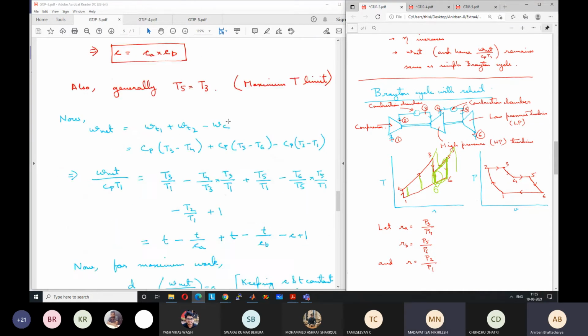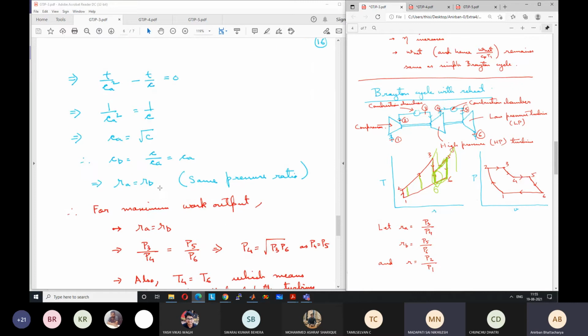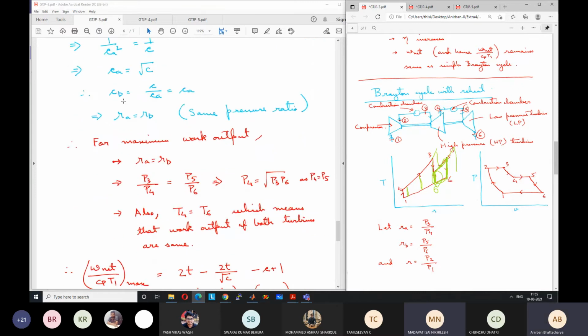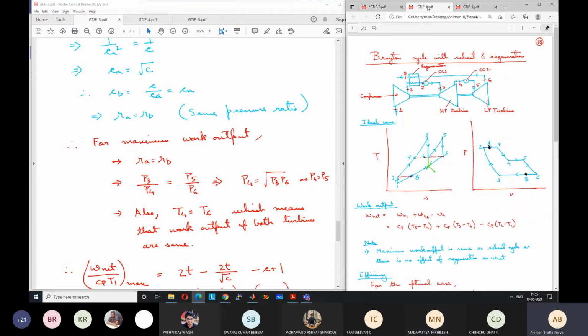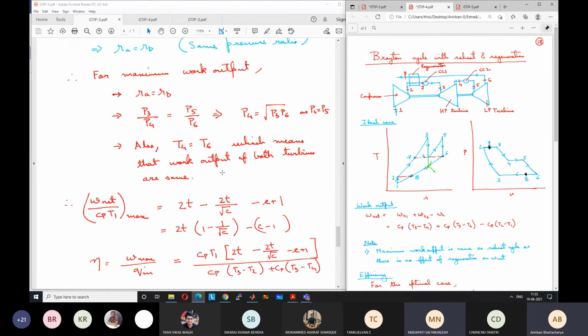So if you put CA square equal to C, you will find that CA is equal to CB. Ultimately, what it means is if CA is equal to CB and if T3 equals T5, automatically T4 also has to be equal to T6, because the expansion in both the turbines is equal. That's why we are taking T4 equal to T6, with equal work output in each turbine.